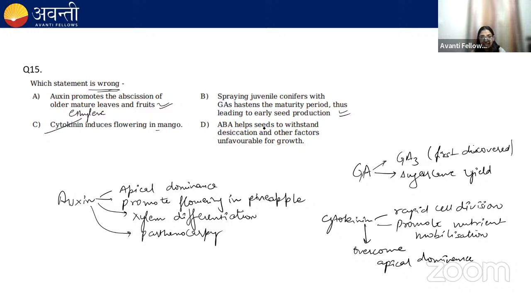D says that ABA helps seed to withstand desiccation, and other factors unfavorable for growth. Yes, this is also true. And the question is asking which statement is wrong. It is C, that cytokinin induced flowering in mango. It's ethylene which induced flowering in mango. Ethylene also induced flowering, female flowers in the pineapple.